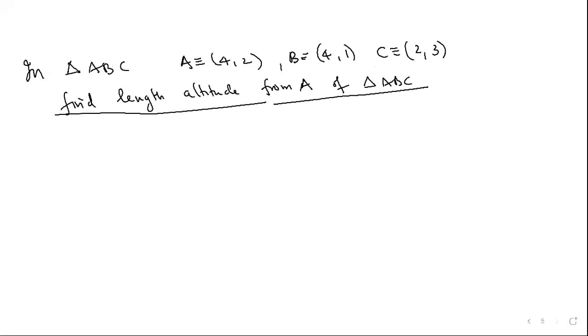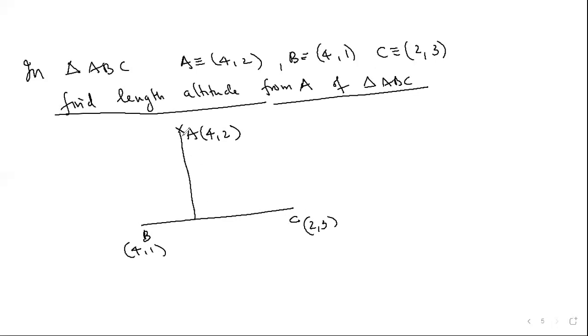Here A is given 4, 2. Here B and C are given. B is 4, 1 and C is 2, 3. First, we find the equation of BC, and then by formula, we find A to D altitude. Very good. Excellent, Anna.